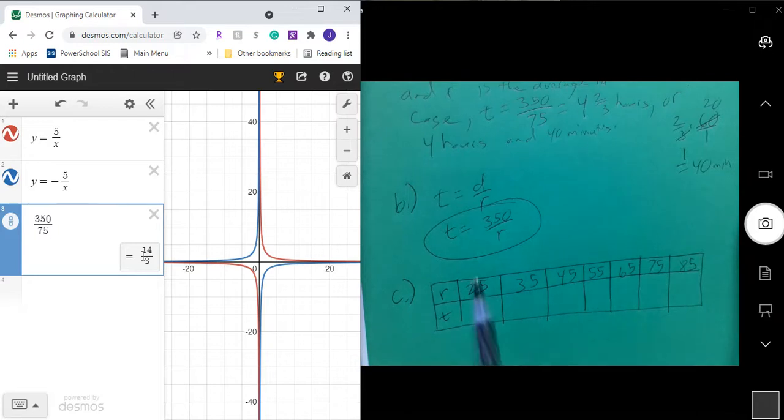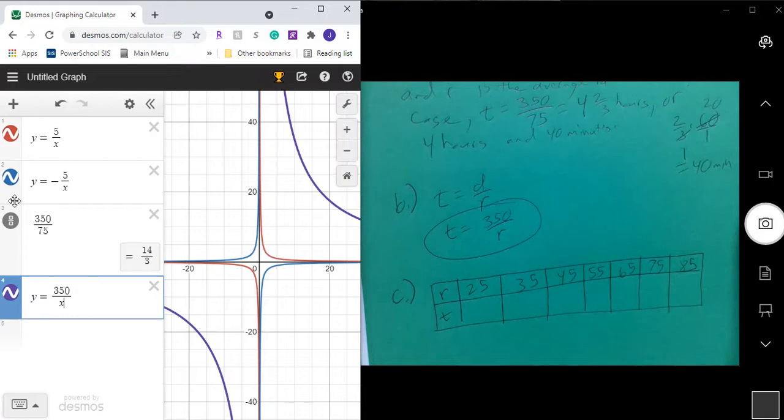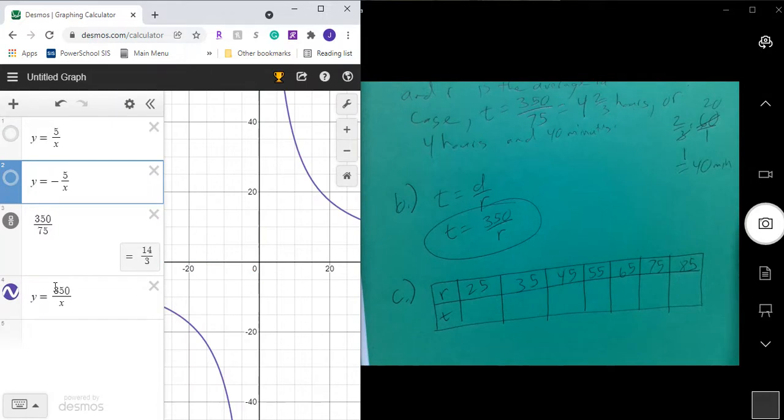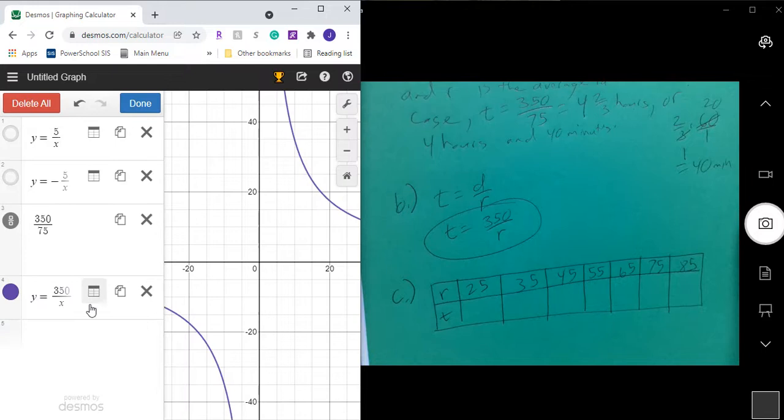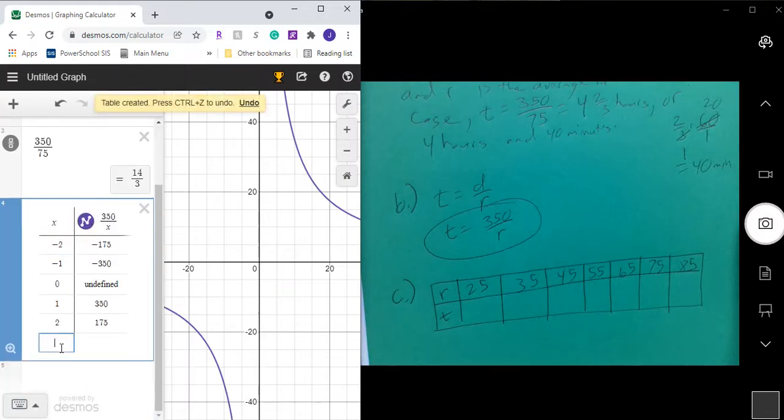So what we need to do is substitute these values in for R, and then that will give us our T. So what I could do is this here. Our equation, make T y, is equal to 350 divided by x. Matter of fact, let me turn off these graphs here. Okay, so we have this here. So what we could do is hit this wheel and hit the table, and all we have to do is type in the values.